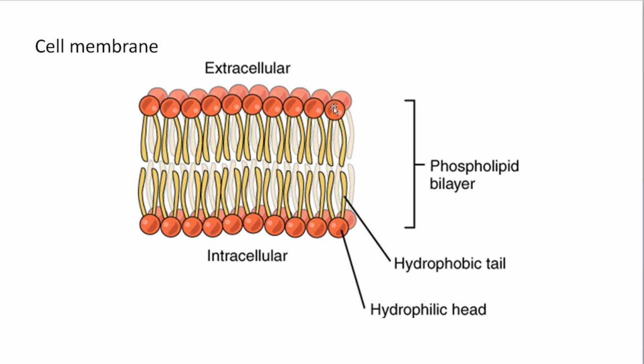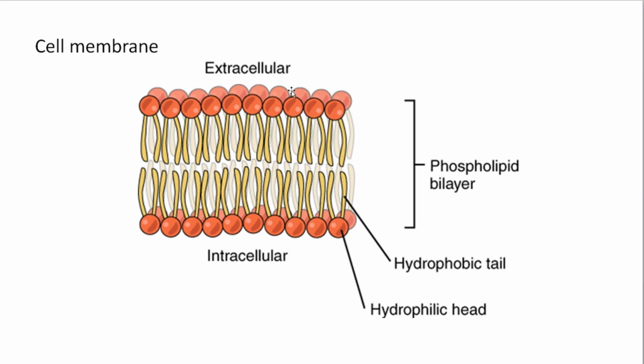And each phospholipid layer has a hydrophobic tail and a hydrophilic head. So this one is the hydrophilic heads. These are the hydrophobic tails. The hydrophilic heads are found in the inside and outside lining of the cell membrane, whereas the hydrophobic tails are found in the middle of the cell membrane. They meet in the middle.